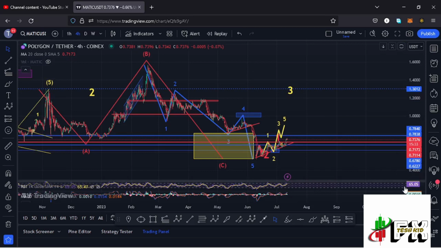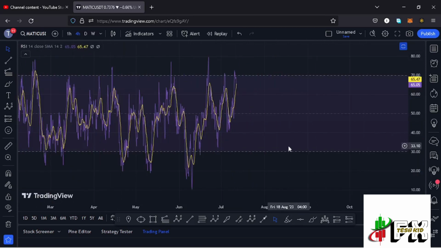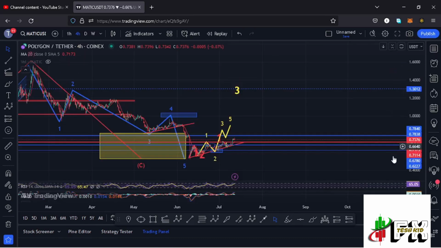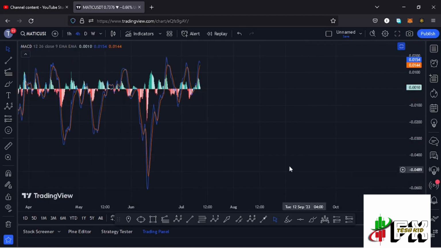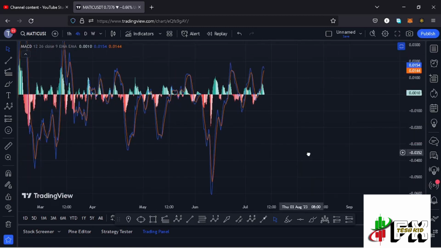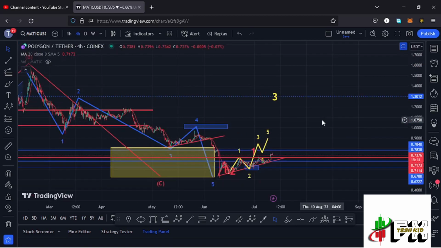And also taking a look at the indicators to see what movements will be supported. On the RSI, we are trading at around the 65 mark, fully supporting higher prices. On the MACD, we have been able to print a bullish cross, fully supporting higher prices. So let's be patient and see how that plays out, and I will be keeping you updated.